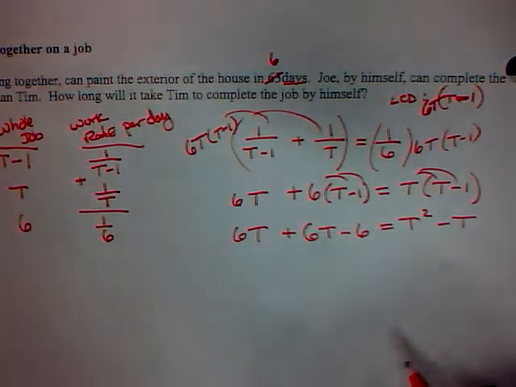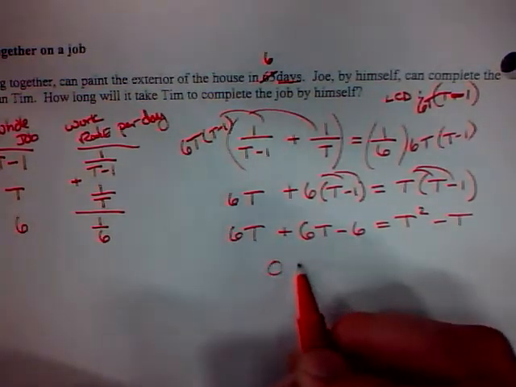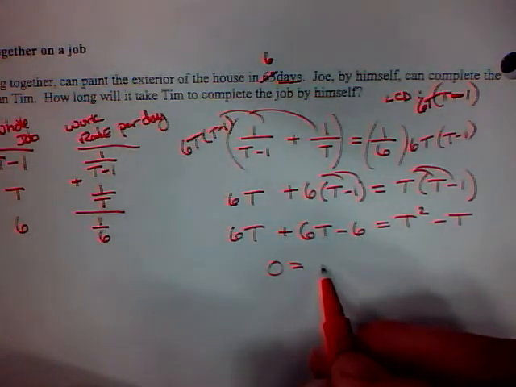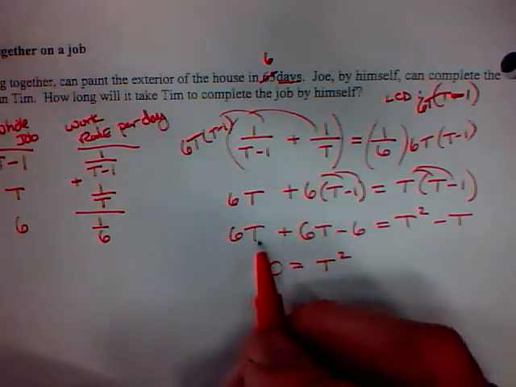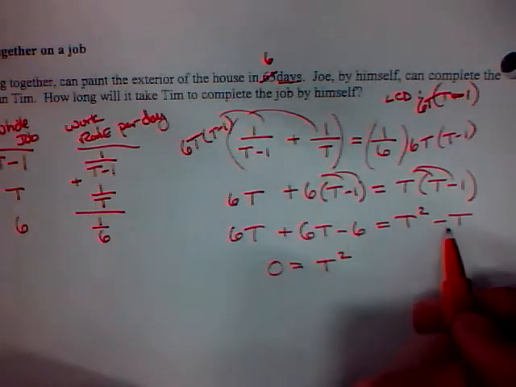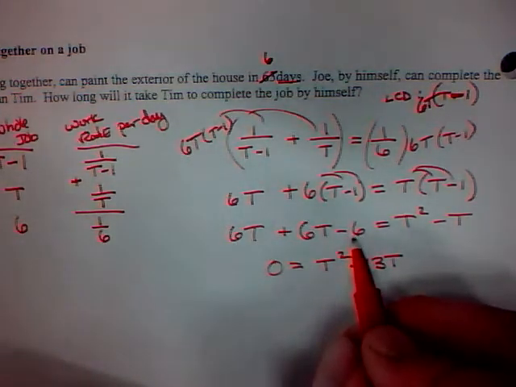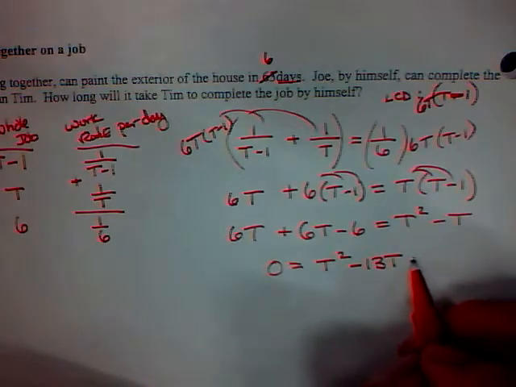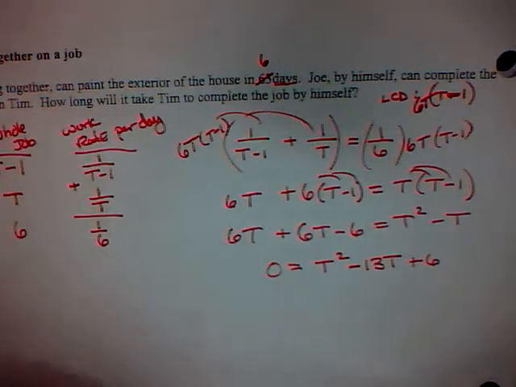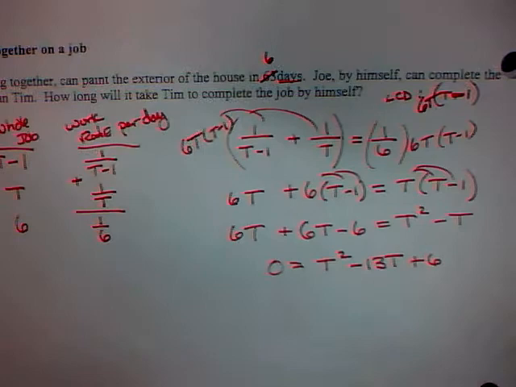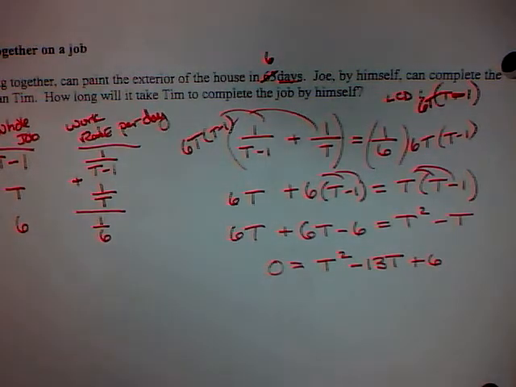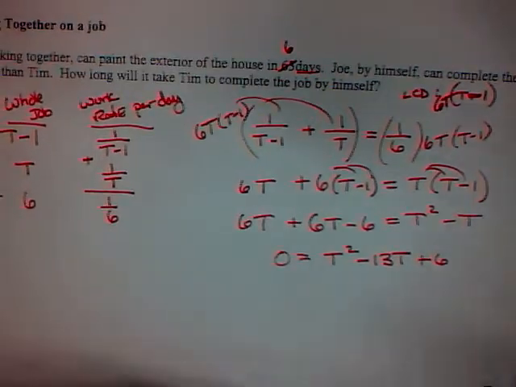Now it looks like we're going to have a T squared in our final answer, so we're going to set this equal to 0, bringing these over. We get T squared, this is 12T, subtracted over gives negative 13T. Then add the 6 to the other side, so that's plus 6. Now we're looking for factors of 6 that give 13. It doesn't appear there are any, so we're going to have to use the quadratic formula.